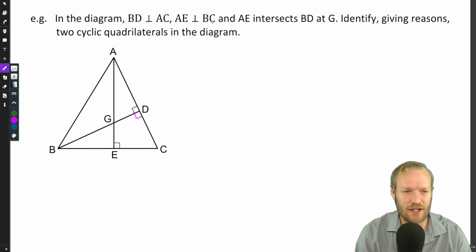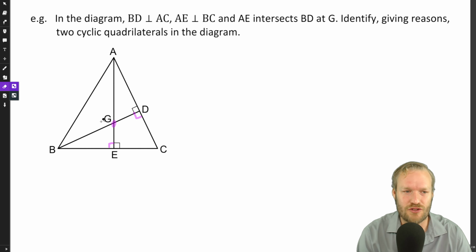AE is perpendicular to BC. So that's a right angle on that side, which means this is also a right angle on that side. Just worth scribbling in because we may or may not use that. And they intersect at G. So that's just to say that BD is a straight line and AE is a straight line. If it didn't tell you that, it could go BGD, something like that. But it's just telling us that BD is a straight line and AE is a straight line.